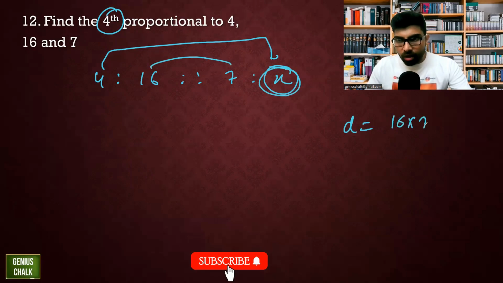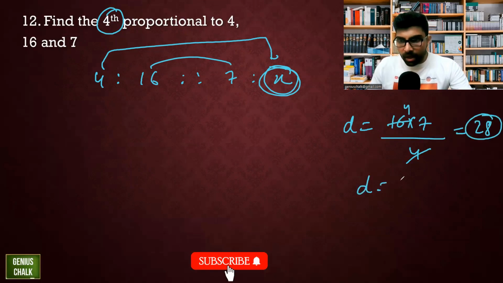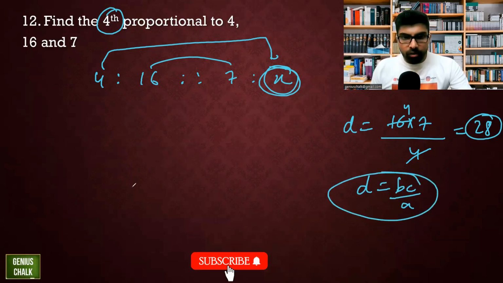What is B into C? It is 16 into 7. And what is A? A is 4. So this is going to be my answer, 28. If you remember that D is equal to BC by A, you can find this in seconds. And if you don't, then there is no worry at all.